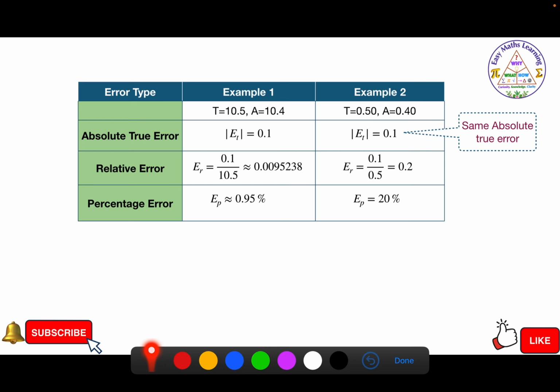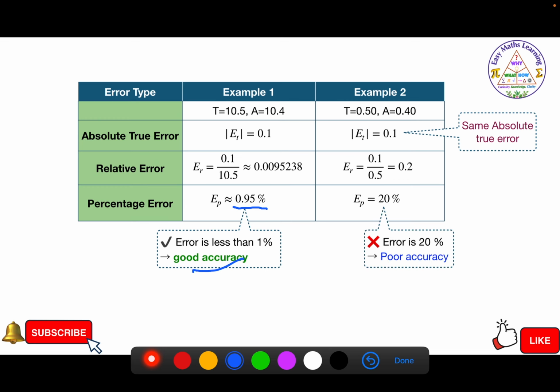So here both examples have the same absolute true error, but the percentage error is different. You can see from here. In example 1, the percentage relative error is less than 1%, which is very small. So we say that the approximation is good, or the approximation has good accuracy. In example 2, the percentage relative error is 20%, which is quite large. So we say that the approximation is poor, or has poor accuracy.